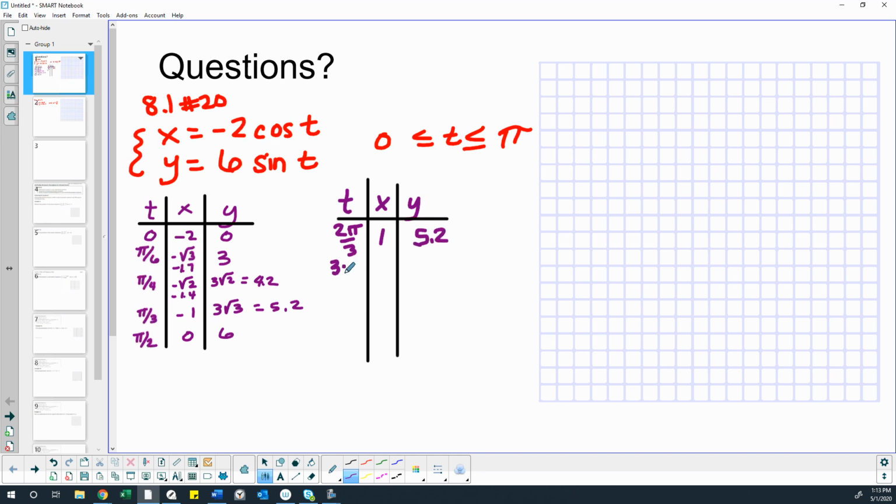And then 3 pi over 4 would be positive 1.4 and positive 4.2. And then 5 pi over 6 would be positive 1.7 and positive 3. And then pi, which is included, would be positive 2 and 0. So double check, make sure you agree with those. So we need negative and positive x values, but we only need positive y values.